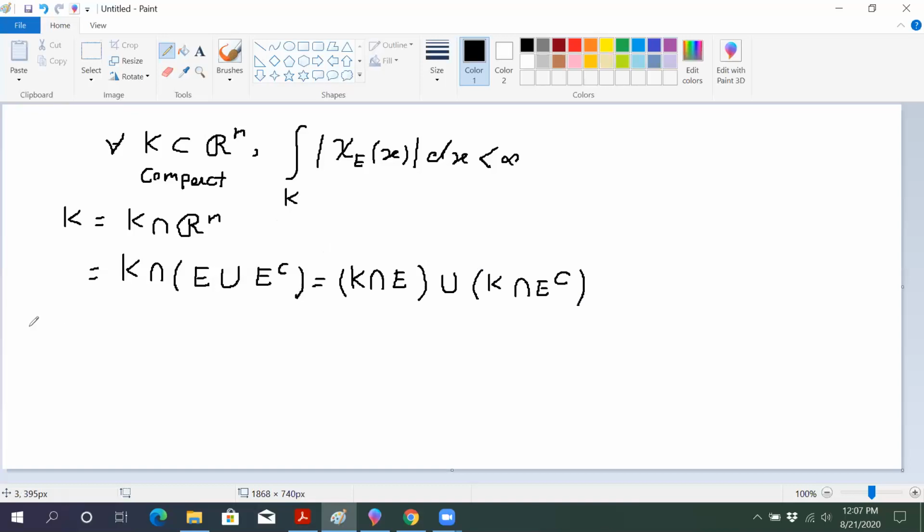So we have the integral of the absolute value of chi E of x dx on K equals, okay, you write down first.